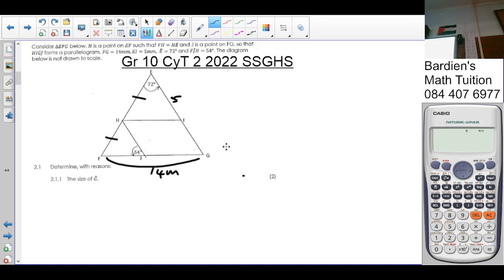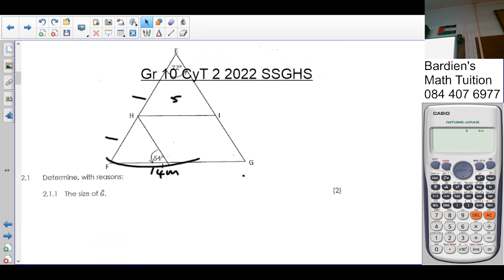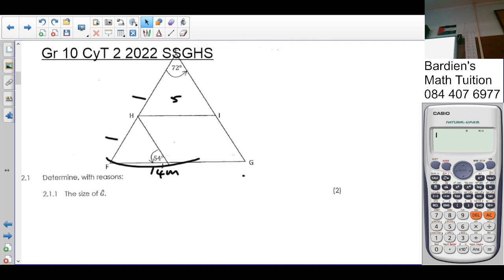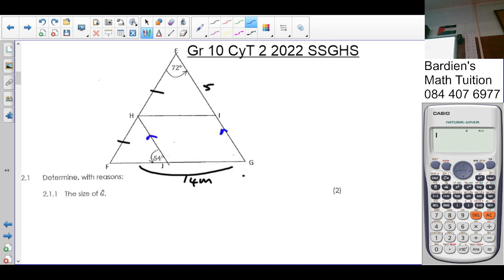So I'm going to make this a little bigger. Okay, so that is your 14. That's there. Okay. So the question says the size of angle G. So people, we know that these lines are parallel. Not so. So angle G is going to be the same as 54 degrees. Why? Corresponding. But are those lines given parallel initially? No. So we have to state it.